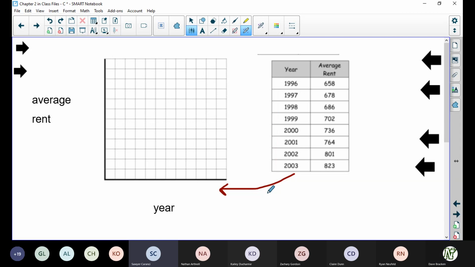I would go up by ones from 1996 to 2003. Well, you just broke the axes. You know what you're doing. You just broke it. Oh, so breaking the axes is just starting from a random number? Well, it's starting from one of the first numbers in your table, the first number in your table.